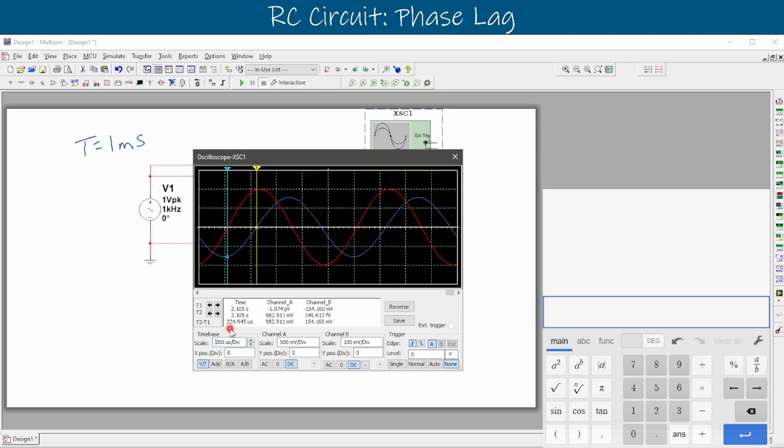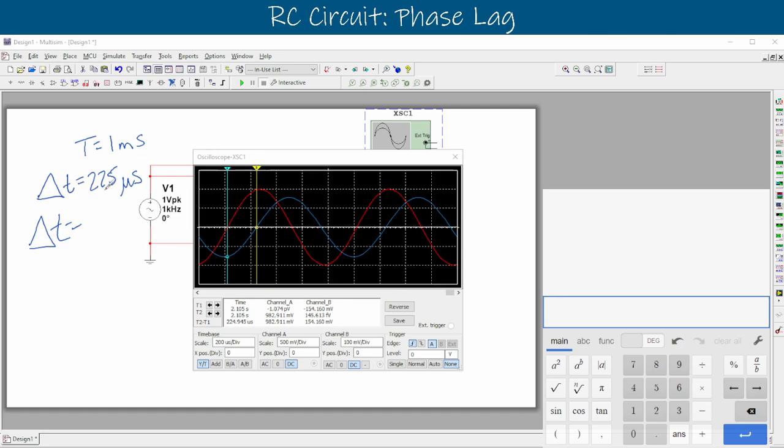And this gives us 224.9, so we can round that up, 225 microseconds. And that's our difference in time. The difference in time is equal to 225 microseconds. Since our original period here is in milliseconds, I'm going to move this time value down. T is equal to, and instead of microseconds, I want it in milliseconds. So I'm just going to move it back 1, 2, 3 locations and put a decimal point right in front. So it's 0.225 milliseconds.